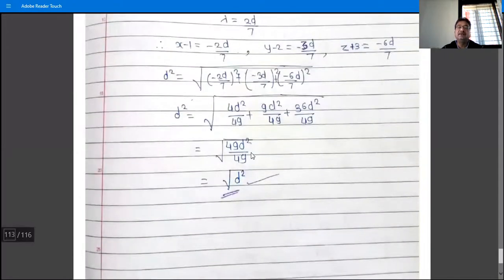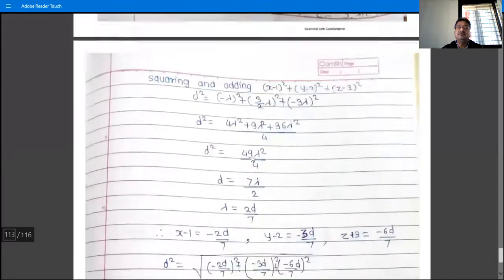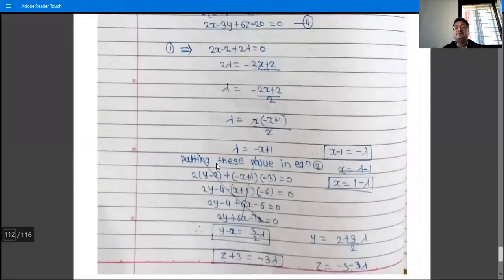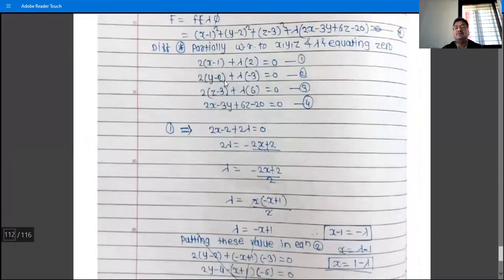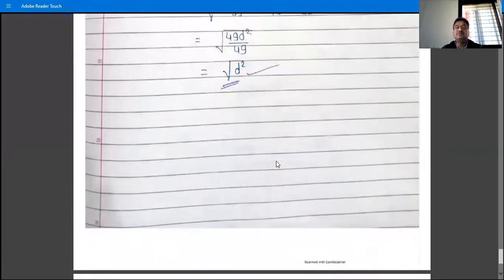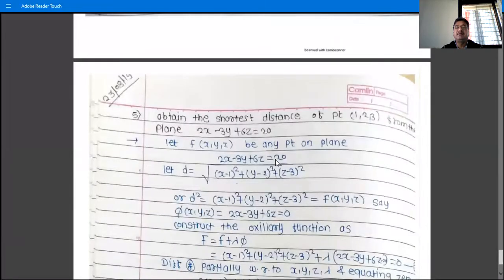Okay, I think some wrong procedure was applied here. Instead of this process, what is the next process? Find the value of x from equation 1, y from equation 2, z from equation 3, and then substitute in equation 4. We get the value of lambda, and that value of lambda we substitute in the values of x, y, z. So this is actually the first procedure of solving the problem by Lagrange's method.